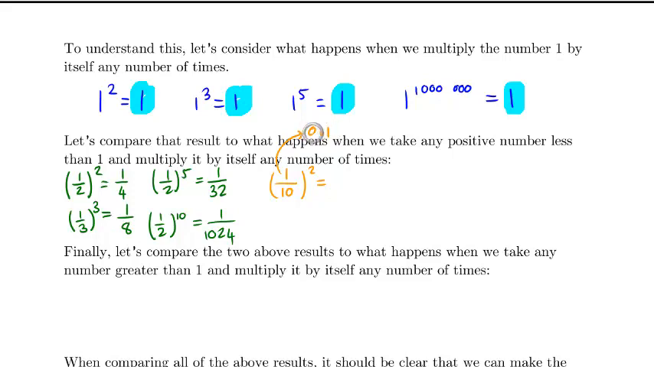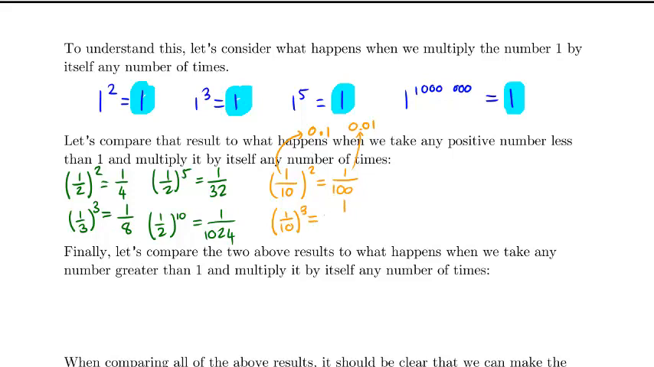Now, if you take 1/10th and you square it, you end up with 1/100th. That is smaller than what we started out with. This is 0.01. So we took a number less than 1, but still positive, we squared it, and the result was smaller than what we started. Let's see if the result gets even smaller when we multiply 1/10th by itself even more. So let's take 1/10th and cube it.